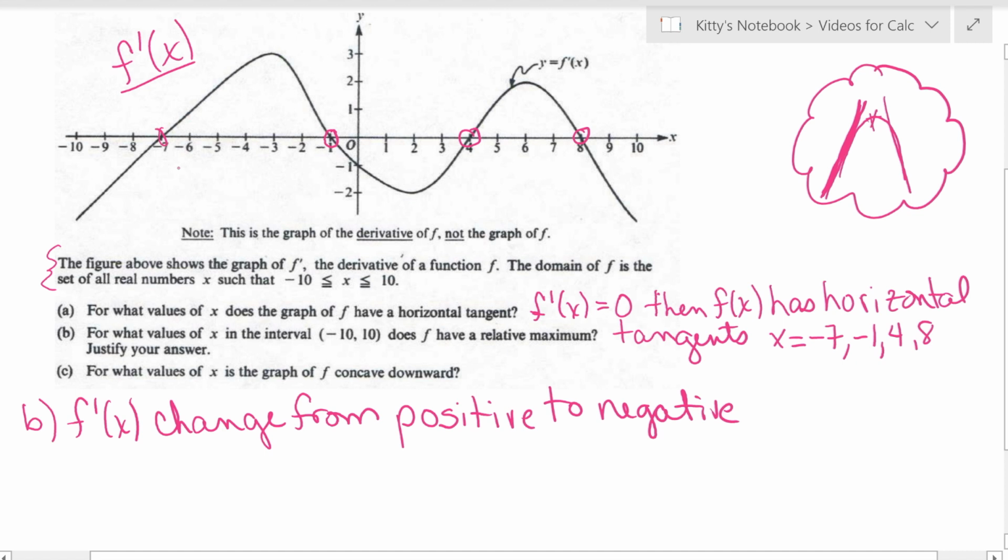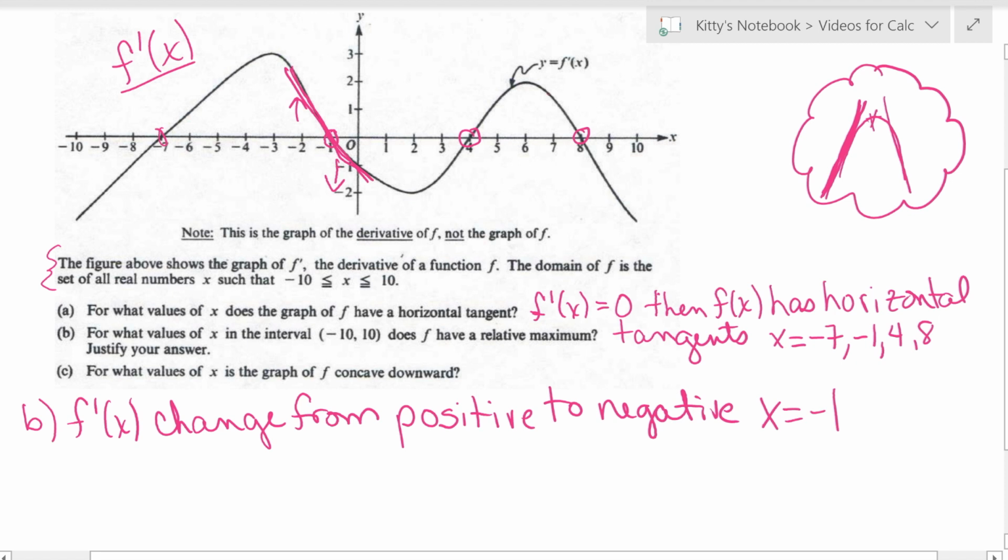And I want to know where f prime changes from positive to negative. So actually, I need to know where f prime goes from above the graph to below the graph. And if you look right in there, f prime goes from above the graph to below. And above means I'm positive and below means I'm negative. So at x equals negative 1, that happens.